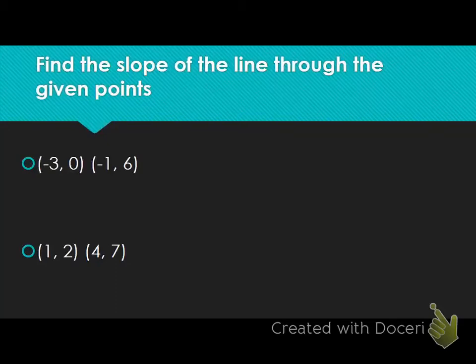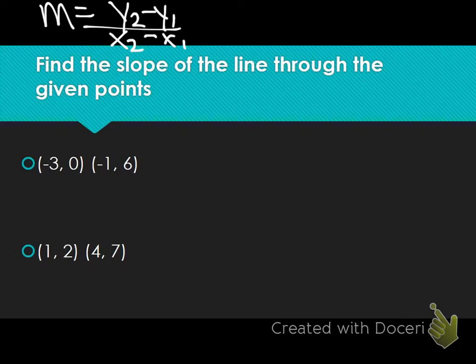So this slide marks the beginning of part 2 of our final exam review. We need to find the slope of the line through the given points. What is the formula for slope? M equals y2 minus y1 over x2 minus x1. All right, so there's my formula. Go ahead and make your substitutions and solve for the slope.